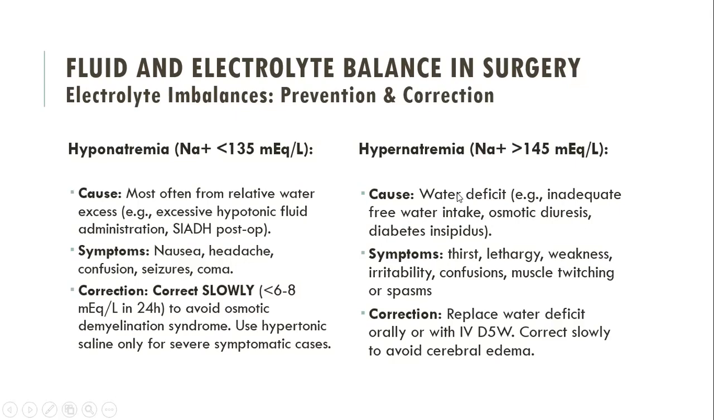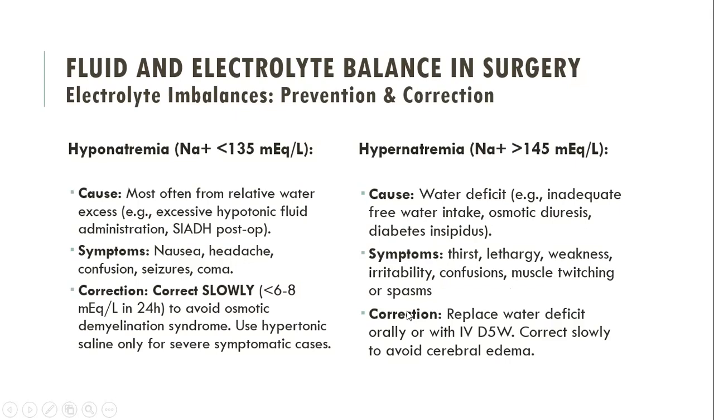Right. Now we come to hypernatremia. Hypernatremia is basically sodium greater than 145 milliequivalents per liter. What are the causes? Just think of causes opposite to hyponatremia. Whenever there is a water deficit, like inadequate free water intake, osmotic diuresis, or diabetes insipidus, these all will cause hypernatremia. So how will the patients of hypernatremia present? The patient will be having thirst, lethargy, weakness, irritability, confusion, muscle twitching, and spasms. All these symptoms will lead you to hypernatremia.